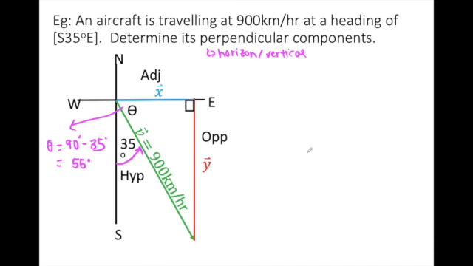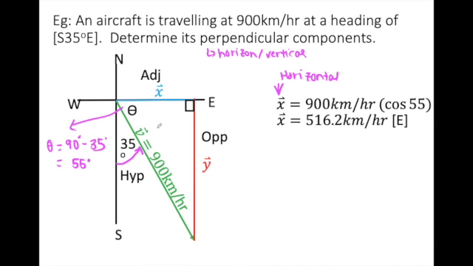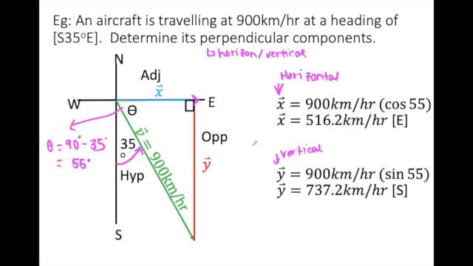So you're going to use that to find your horizontal component, which is your x. You take your vector 900 kilometers an hour and do it times the cos of 55. You should get 516.2 kilometers an hour east, which again, because it's going this direction. Then find your vertical component, which is always your y, and it always is sine. Take that 900 again, sine of 55. And then it's 737.2 kilometers an hour, and then your direction would be south, it's going down.